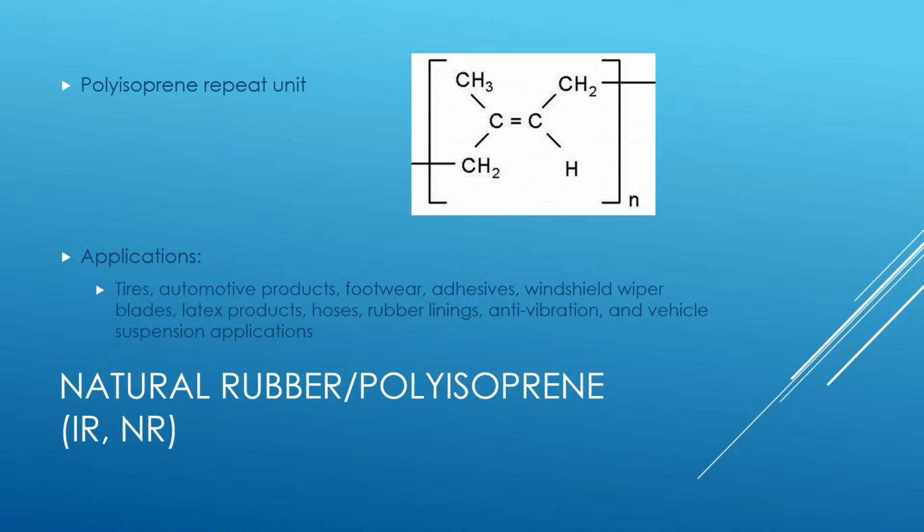Natural rubber is the most used elastomer as far as quantity, and a large amount of that goes into tires, but also used in footwear, lots of different automotive applications, and also anti-vibration. So whenever you want to dissipate the vibration of a machine or something, you can use natural rubber. It does a very good job of this.